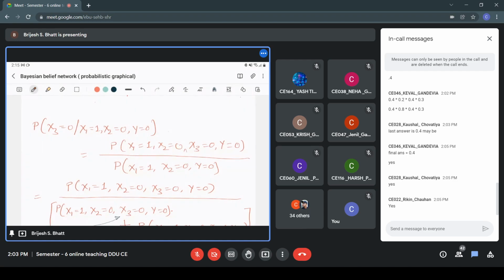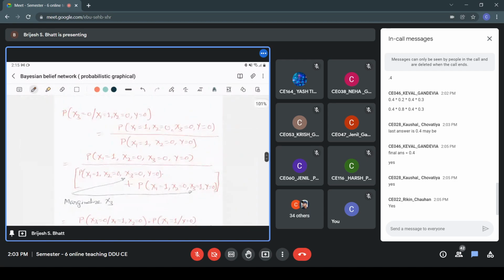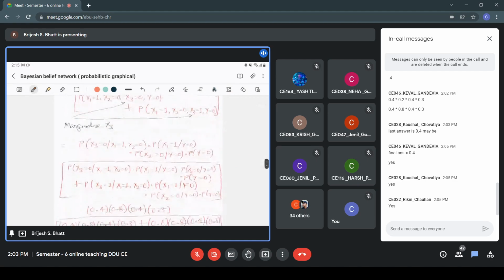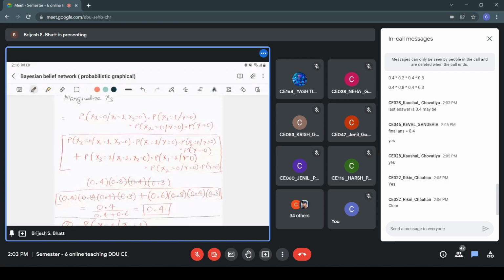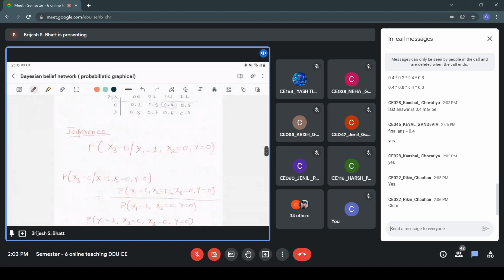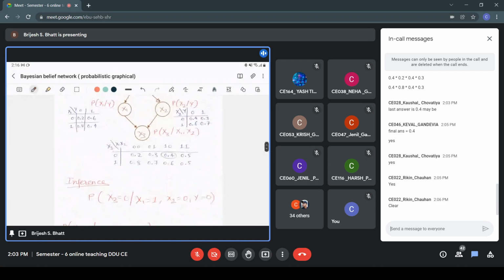Just look at it properly and tell me if you have any doubts or any question on this. Okay, so I guess it is clear. The first example was simple because the inference question which I asked was directly from the conditional probability table: what is x3 equal to 0 given x1 equal to 1 and x2 equal to 0. That dependency is directly there in the CPT, so you got the answer.